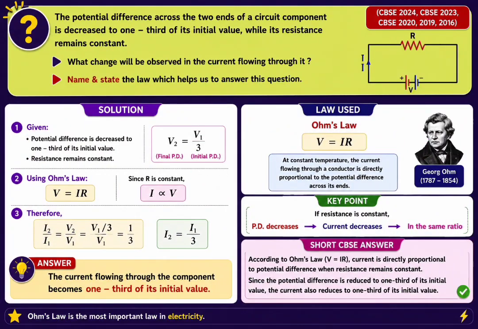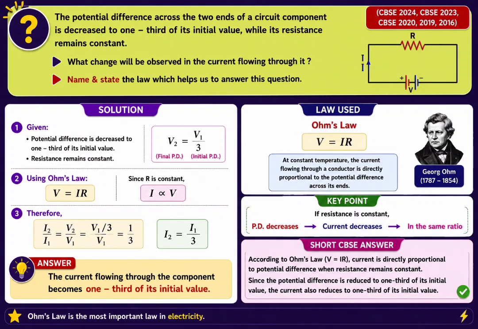Numerical based on Ohm's law. Now, let's solve a common CBSE question. Question: the potential difference across a component is reduced to 1/3 of its initial value while resistance remains constant. What happens to the current?